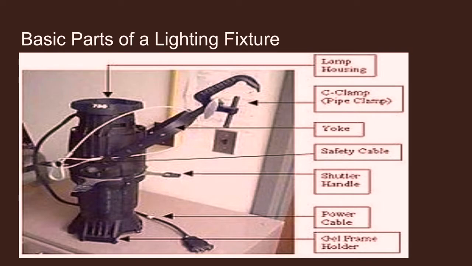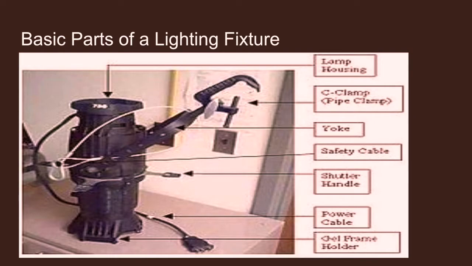put lights. Attached to the C-clamp, next is the yoke. That's the thing that holds the C-clamp to the lighting fixture. Then you'll see a silver cable with like a carabiner on it. This is a safety cable.